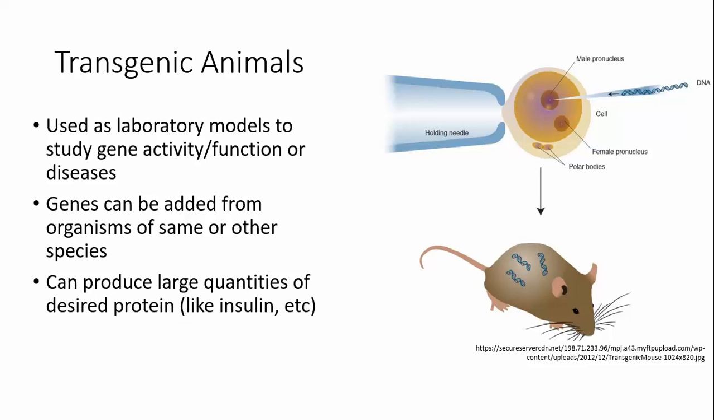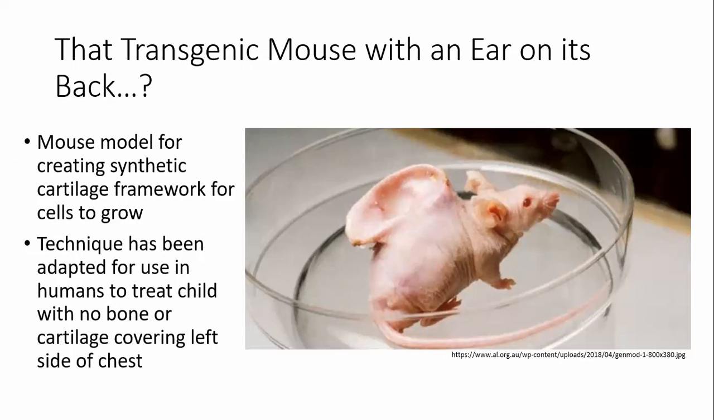And you can add these genes from organisms from the same species or from a different species. So you can also use this to produce proteins that you want. That's a little simpler with bacteria. You don't got to feed bacteria as much. So you may have seen images of this unfortunate transgenic mouse, which looks like it's growing a human ear on its back. It's not actually.